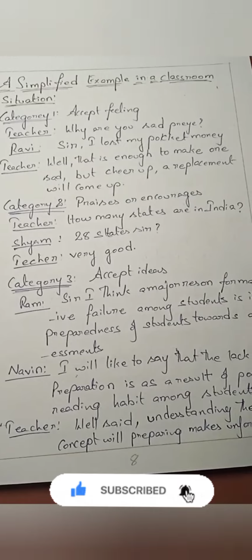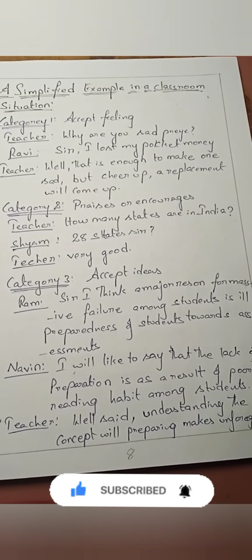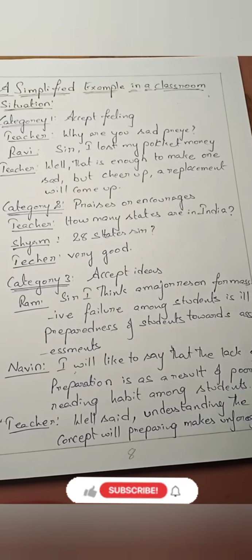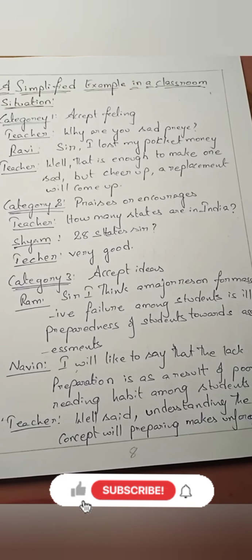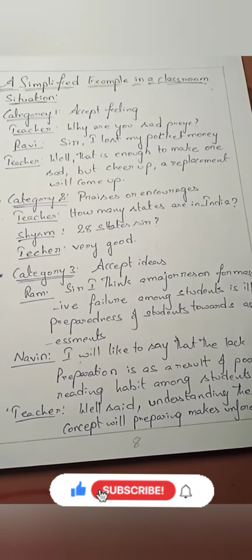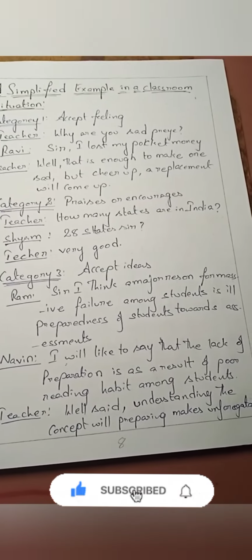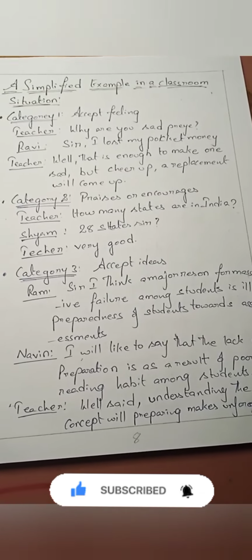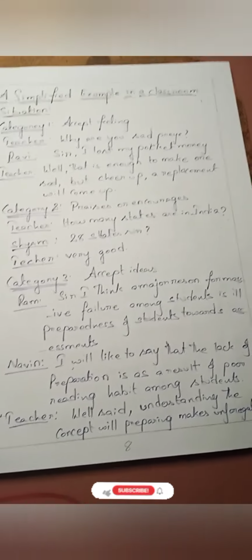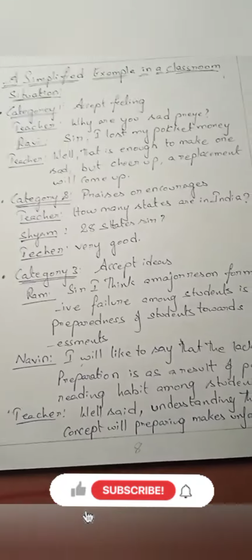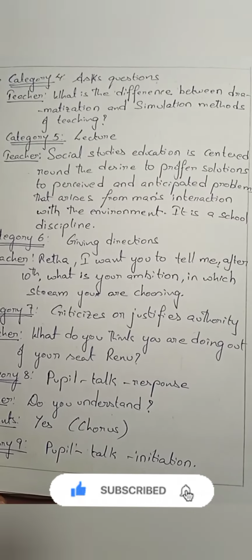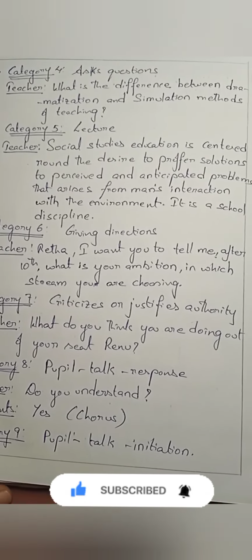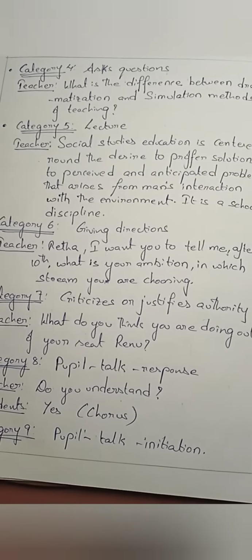Category 3, accept ideas. Student: Sir, I think a major reason for massive failure among students is ill preparedness of students towards assignments. Naveen: I will take it to say that the lack of preparation is a result of poor reading habit among students. Teacher: Well said. Understanding the concept while preparing makes it unforgettable. Category 4, asking questions. What is the difference between the dramatization and simulation methods of teaching?